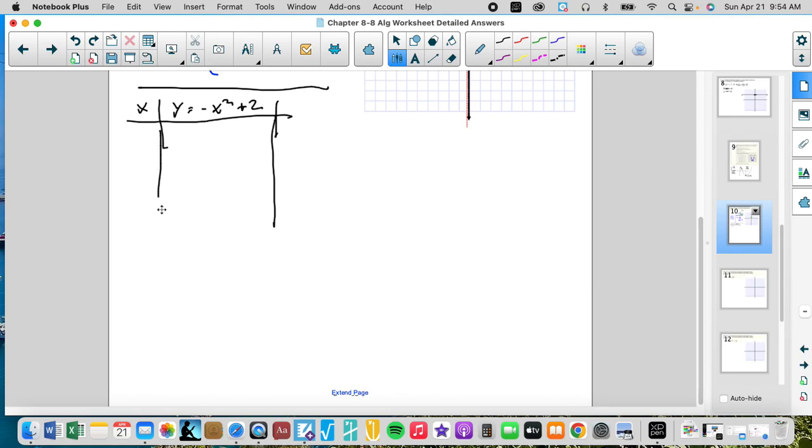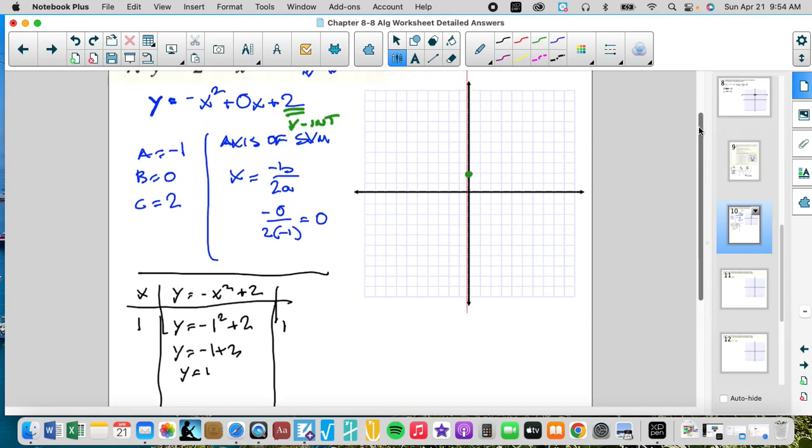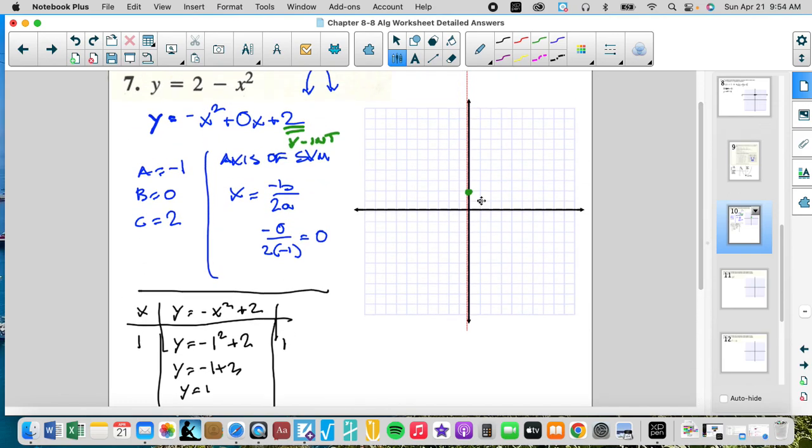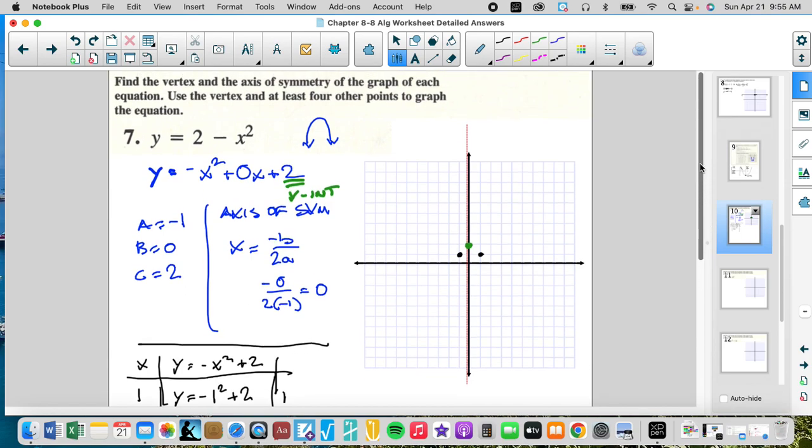So I don't have to do 0, I'm going to do 1. So y equals negative 1 squared plus 2. We're going to square 1 and then attach the negative. So that's negative 1 plus 2, so y equals 1. So I have a point 1, 1. Now that is 1 away from the axis of symmetry, so I know its mirror point is 1 away. Does this shape, clearly it's going to be upside down, go with what I was expecting? Yeah, remember, when a is negative, I know it's going to be an upside down parabola.